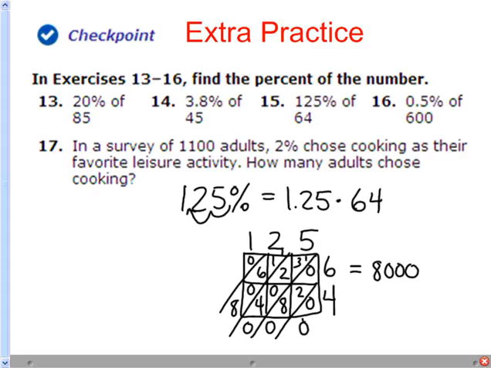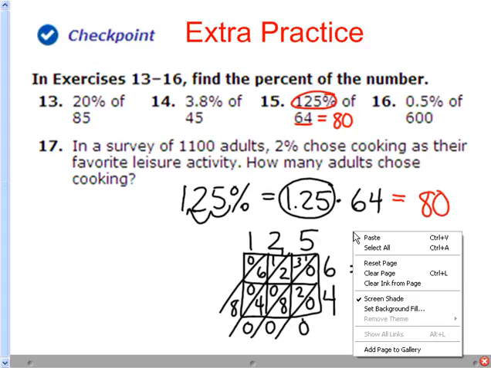That would be the answer to 125 times 64. But there were 2 decimal places in the original problem. So I'm going to back up 2 and put my decimal point in here, making the answer to the decimal multiplication 80. So 125% of 64 is 80. Now does that make sense? 125% is more than 100%. So I'm looking for more than 100% of 64. So it makes sense that I ended up with a number that's bigger than 64.